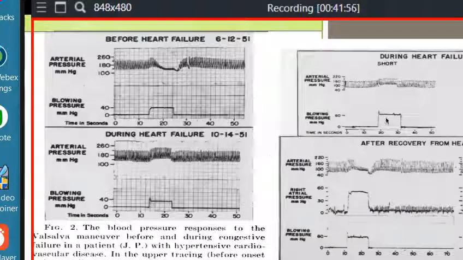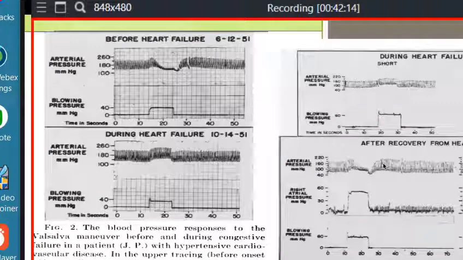Similarly, on the right-hand side is a patient who has atherosclerotic heart disease and a previous MI, and during heart failure, he has the same response. That means his blood pressure does not fall during the strain phase, and there's no overshoot in the release phase. But after recovery from heart failure, his blood pressure falls during the strain phase, and there's an overshoot of blood pressure.